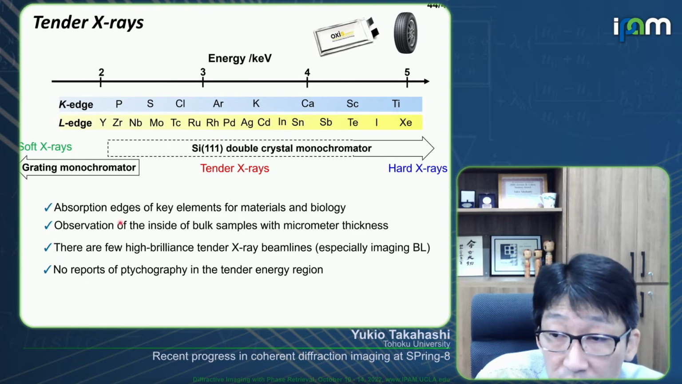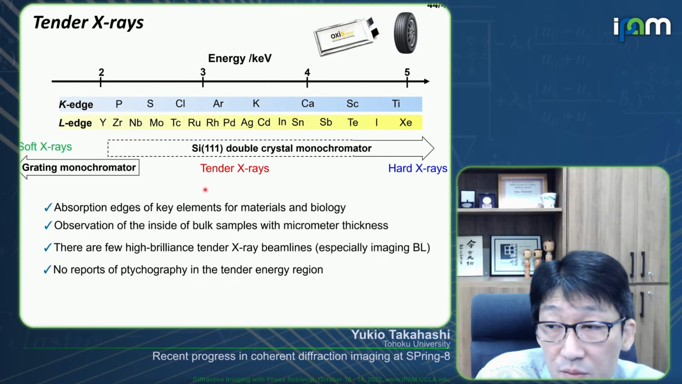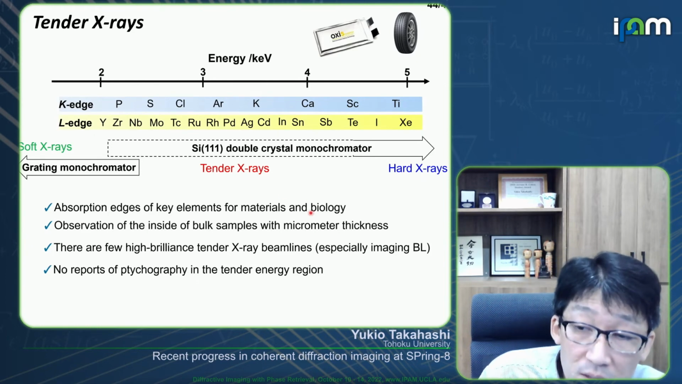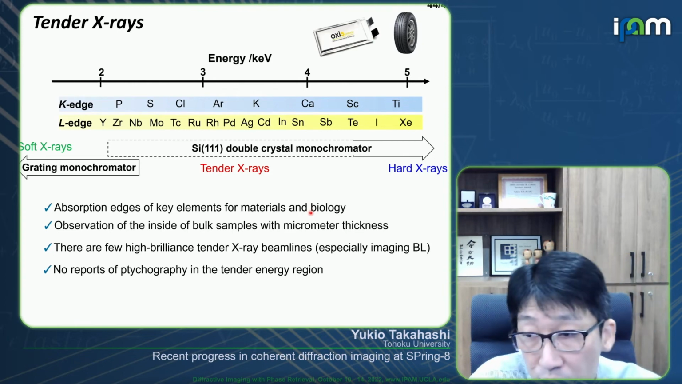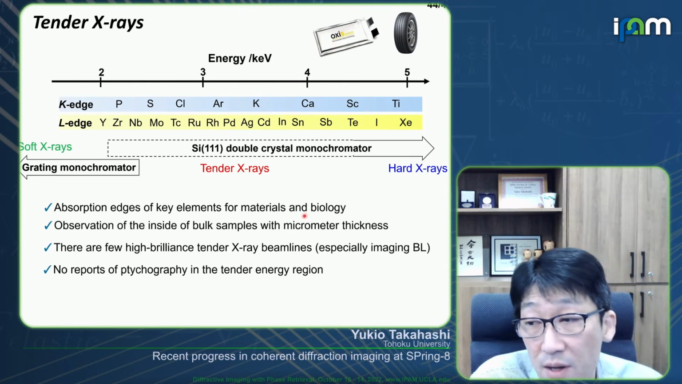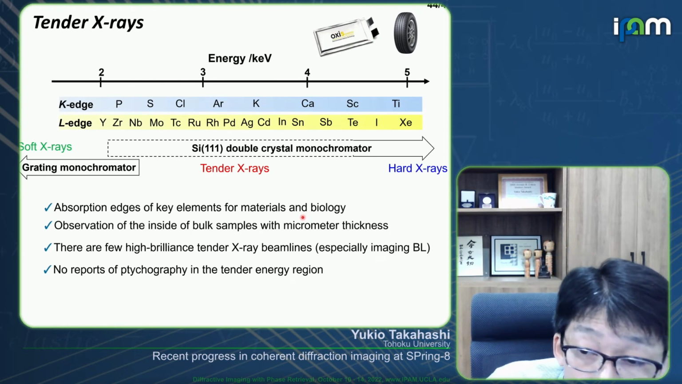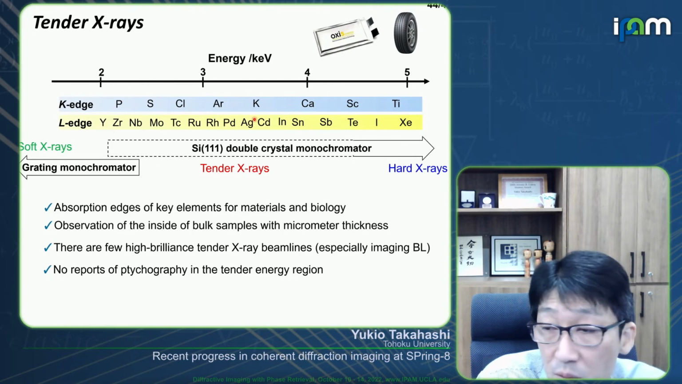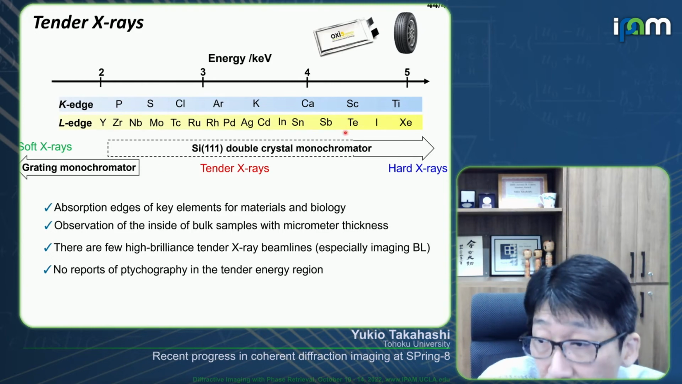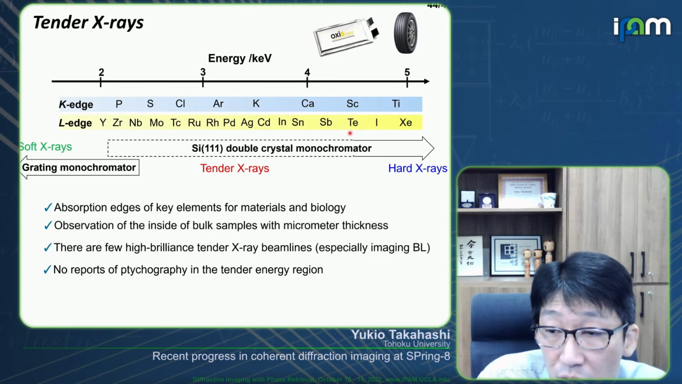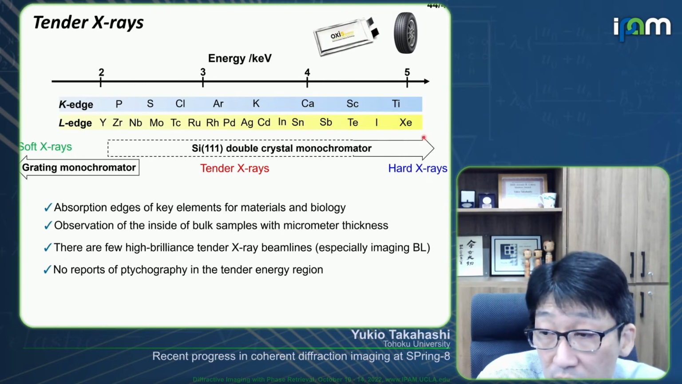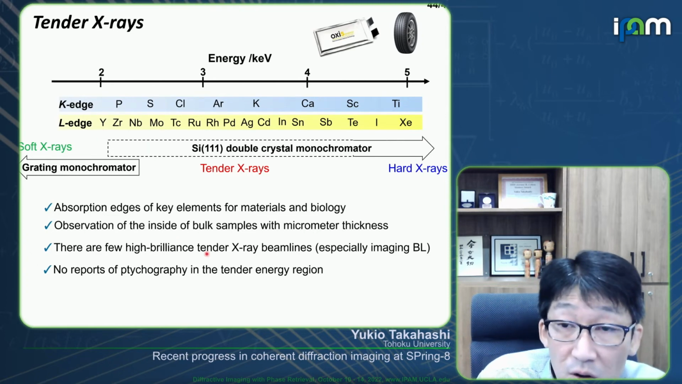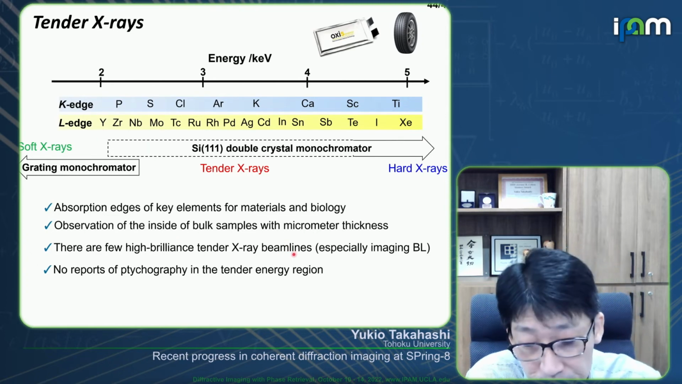And with its bulk sensitivity, one can observe inside a bulk sample with micrometer thickness. But there are not many beamlines providing high intensity tender X-rays, especially imaging beamlines. This is mainly due to the choice of the monochromator, grating or silicon 111 monochromator. A typical hard X-ray beamline covers the energy range from 5 keV, and a soft energy beamline from 2 keV and below. There are no reports of ptychography in the tender energy region.